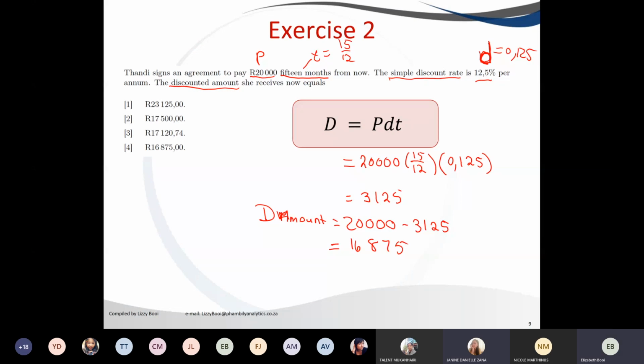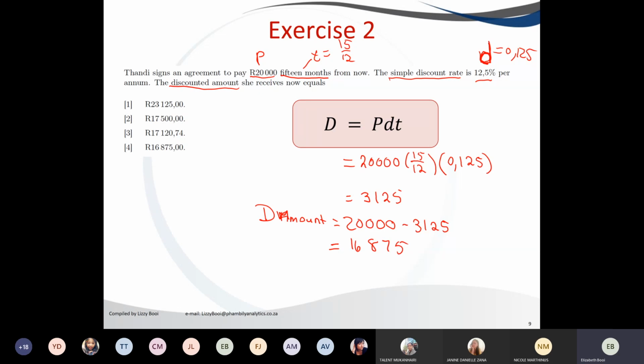Hello? Are you still there? Hi. Yes, I am still here. So this is a loan of 20,000 Rand, right? Yes. And she needs to pay it back within 15 months. Yes, but remember, she will have to pay the 20,000, which is discounted by 12.5. We want to know how much the discounted amount will be that she needs to pay. No, that she will receive. Sorry, yes, it's the same thing that she will have to pay.